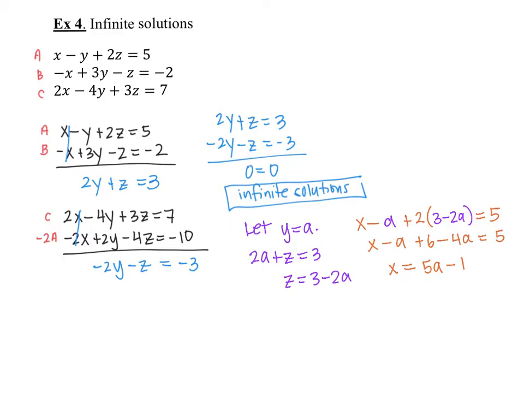Okay, so now I'm going to express my answer as an ordered triple in terms of a. So for x, I got 5a minus 1. For y, I let that equal a, and for z, I found 3 minus 2a. And remember, depending on what you chose to be a initially, you might have a different ordered triple, but they are actually equivalent if I plugged in the same value. If I wanted to check, I could take these three and plug them into each of these equations and make sure they equal what they're supposed to equal.